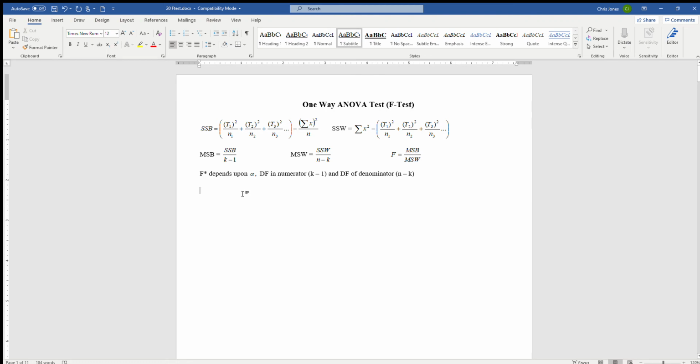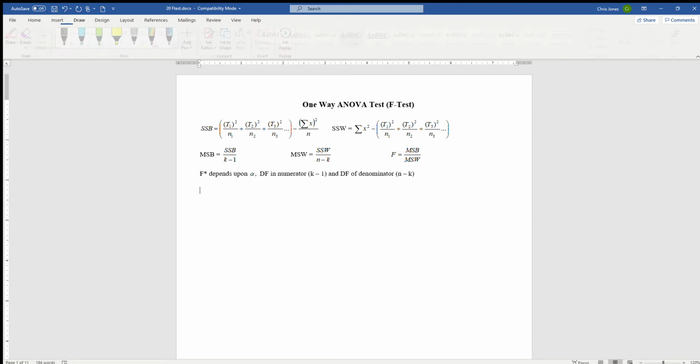The final hypothesis test that we're going to look at this semester is something called an F-test, otherwise known as one-way ANOVA. ANOVA stands for analysis of variance. So if you ever hear that term again, it just means that what you're really doing is looking for the disparity in more than two groups. So when will we use an F-test?